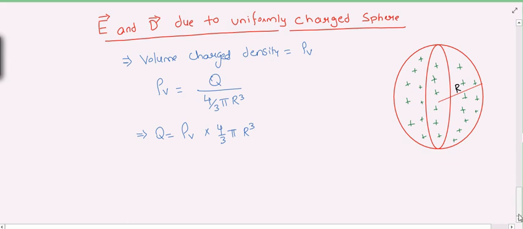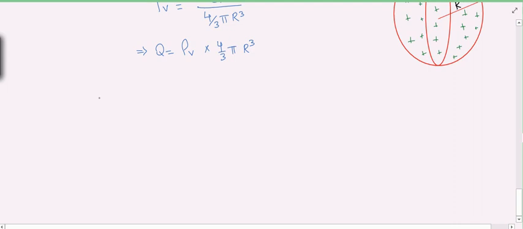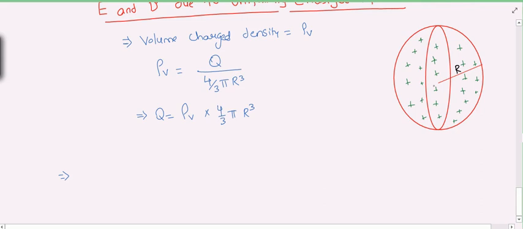So let us consider the first case where I'm considering a Gaussian surface. Now what Gaussian surface will I take? As this is a sphere, I will take the Gaussian surface as a sphere only. So I will take a Gaussian surface such that the Gaussian surface is inside the sphere. So for case 1 I will say the radius of the Gaussian surface I'm taking as small r, it will be from 0 to a value less than R.